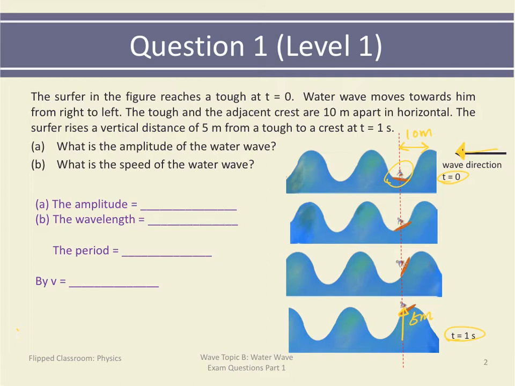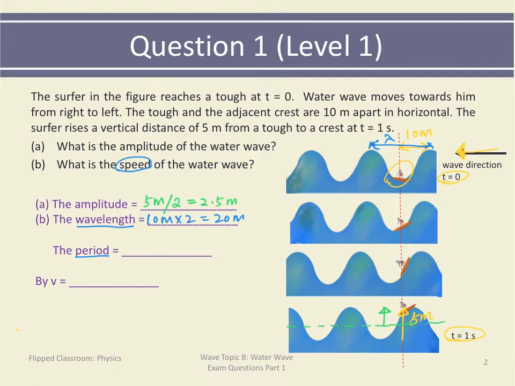Now, the amplitude is measured from the equilibrium position to the top. So, the amplitude should be 5 meters divided by 2, equal to 2.5 meters. Then we need to find the speed. First, we need to find the wavelength and the period. From the figure, we can find that the wavelength is the distance between the two troughs, and it is equal to 10 meters times 2.